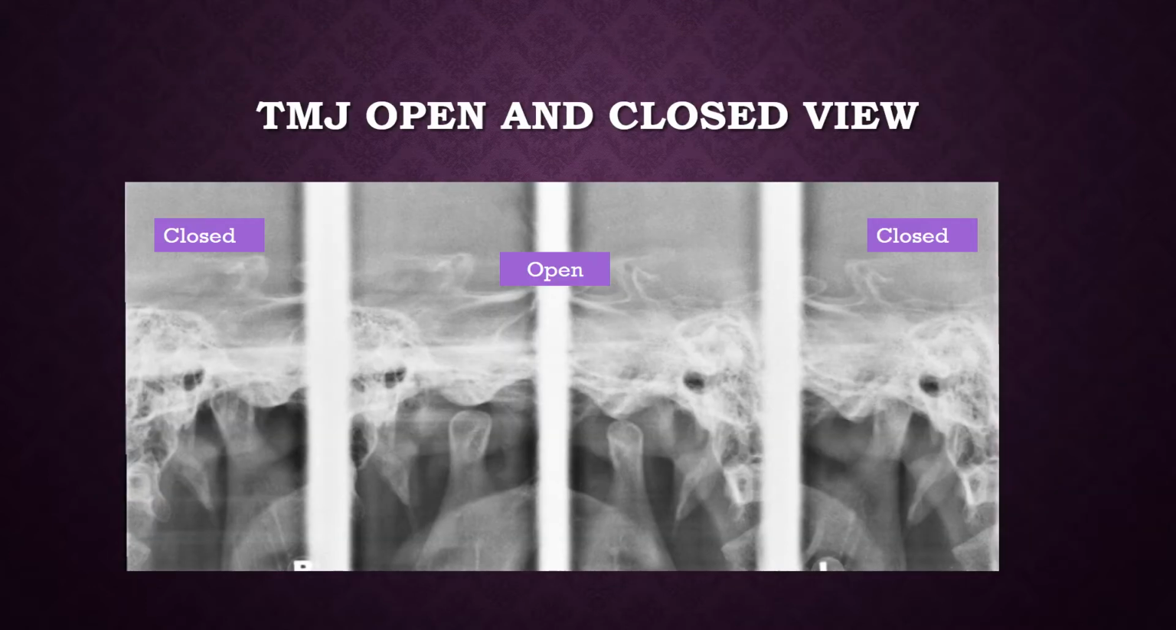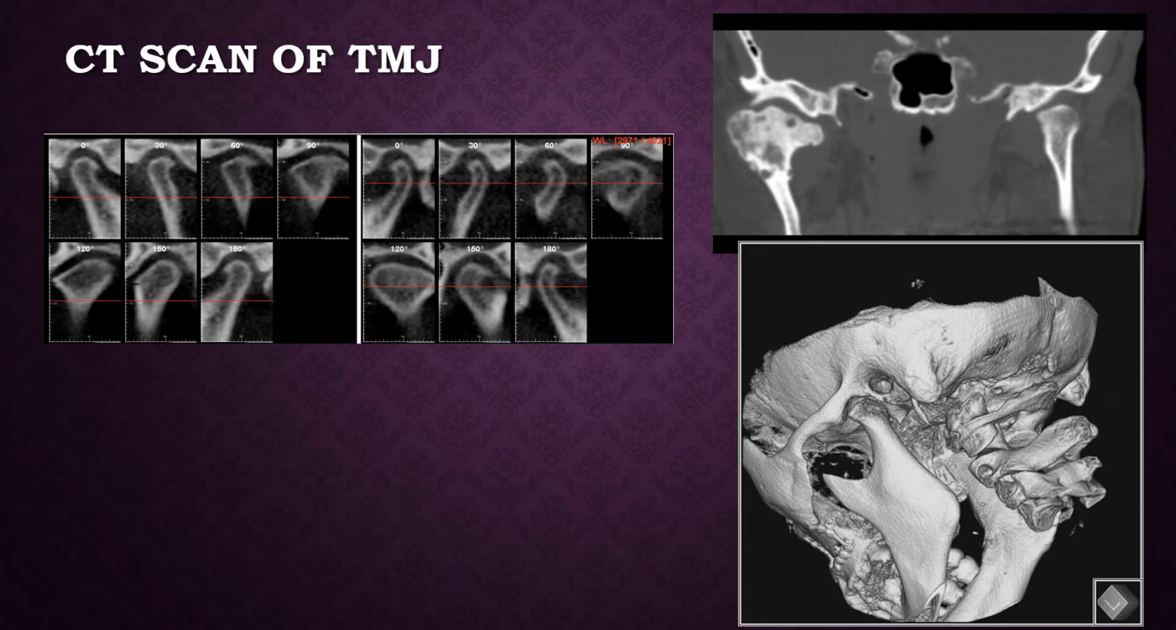This is an extension of the panoramic view, also with the same equipment, called the TMJ open and closed view, which gives you an idea of the location of the TM joint when the jaw is open as well as when the jaw is closed.